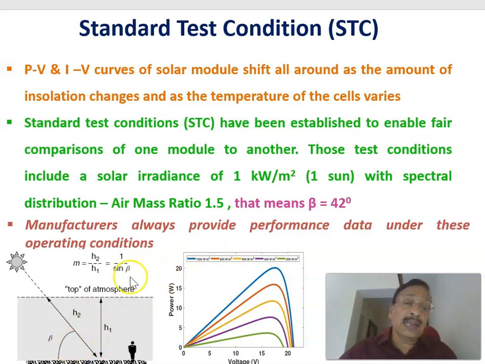If, for example, the air mass ratio is 1.5, and you calculate beta, it will be 42 degrees. So if the solar radiation is falling at beta equal to 42 degrees, with 1000 watts per meter square irradiation at 25 degrees centigrade, under this condition we call it standard testing condition. For different irradiation, the IV characteristic shifts like this. Manufacturers always provide the performance data under standard testing condition.